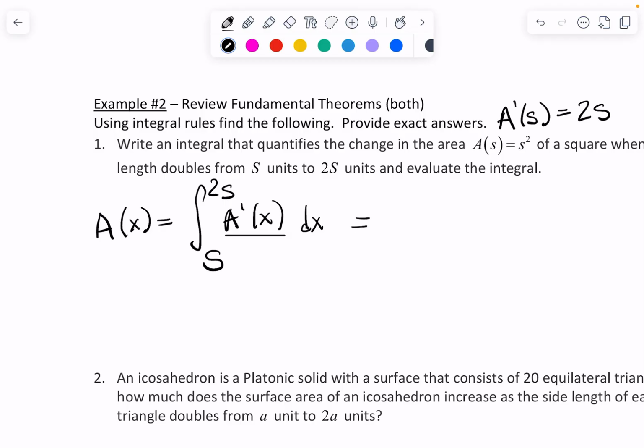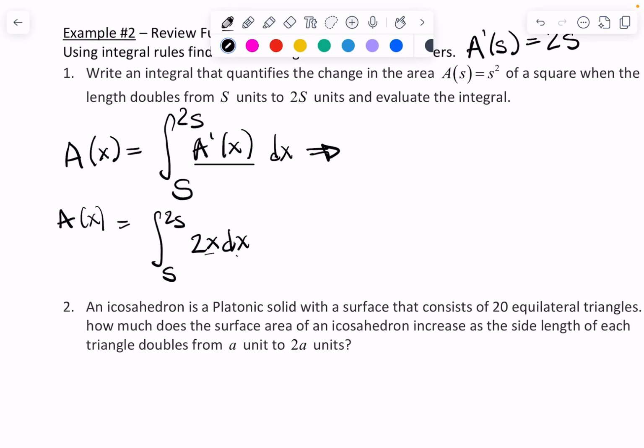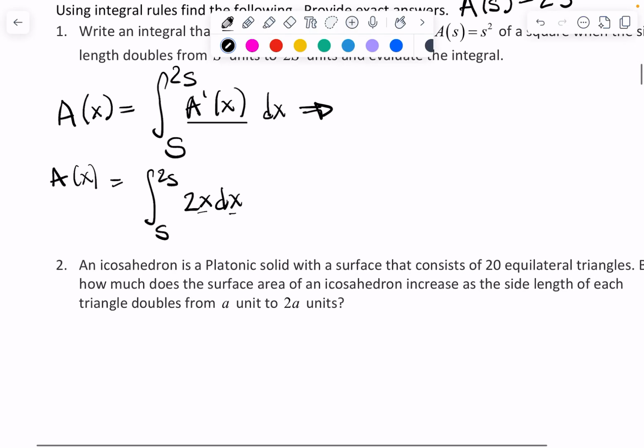So I'm going to have that my area function is the integral from s to 2s, and I'm going to put 2x here, dx. The reason why I changed to the letter x is because I can't integrate with respect to s, because that's my side's value. So we want to switch it up. It's kind of like something we'll do soon with the u substitution.